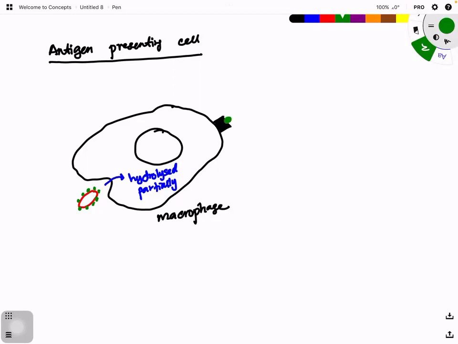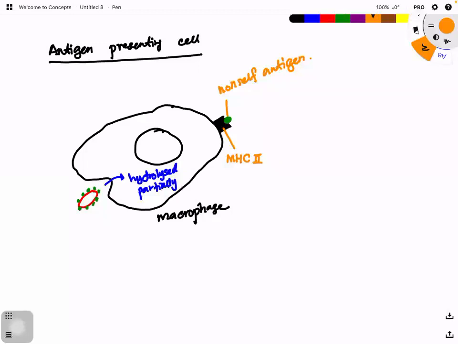Can you see that? This protein is known as MHC class 2. Are you clear? MHC class 2. And this is the non-self antigen.